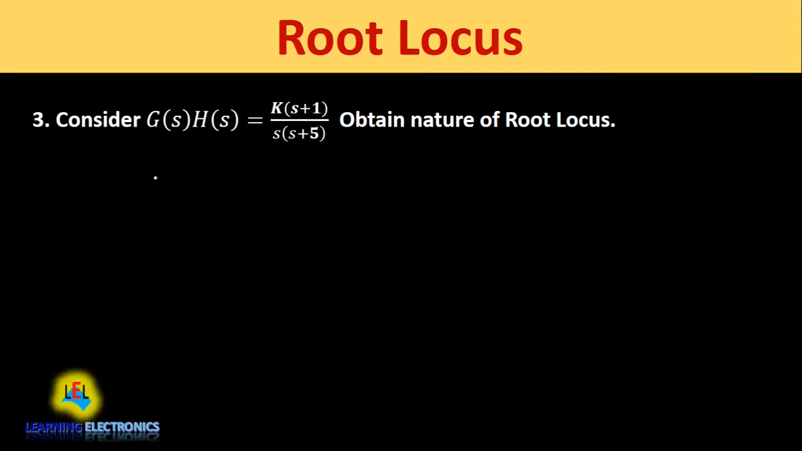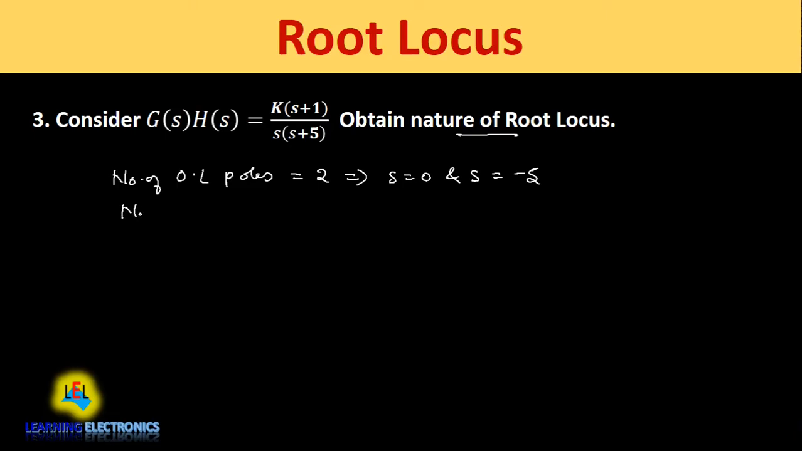Now we will solve the third question, which is: consider g of s into h of s is equal to k into s plus 1 divided by s into s plus 5. Obtain the nature of the root locus. So here first we have to find the number of open loop poles. The number of open loop poles is 2, which are at s is equal to 0 and at s is equal to minus 5.